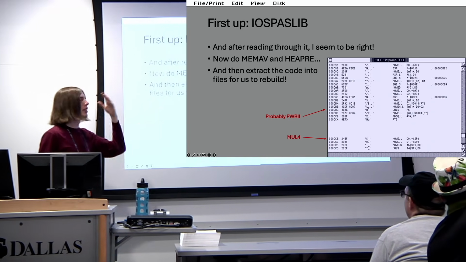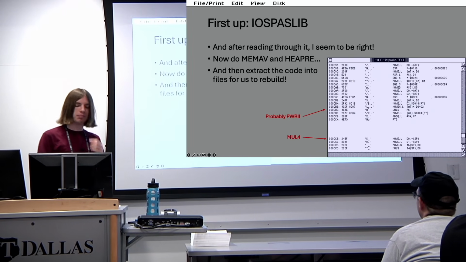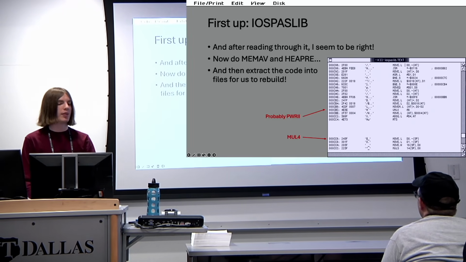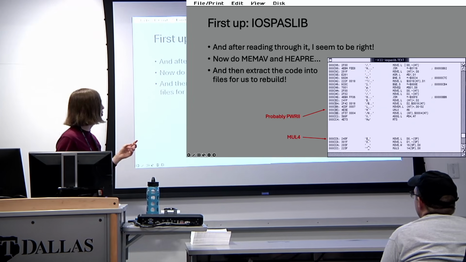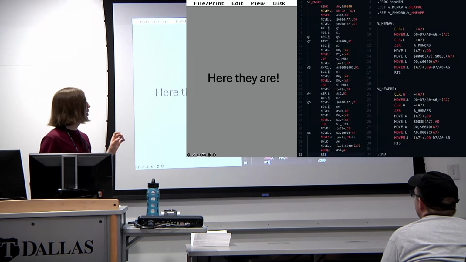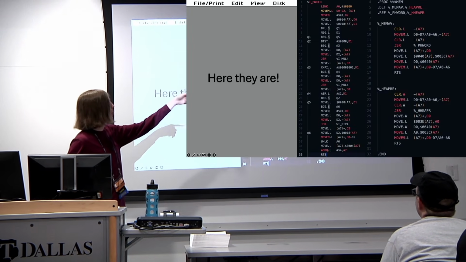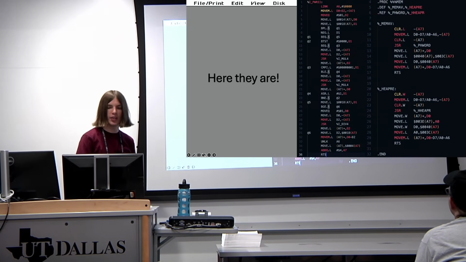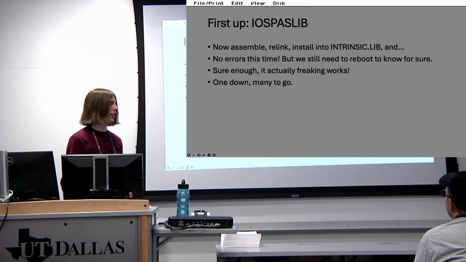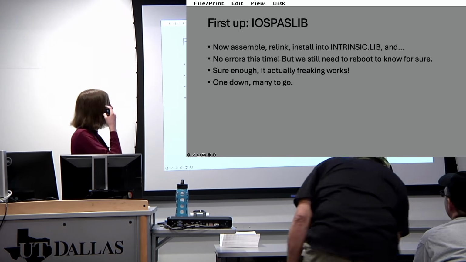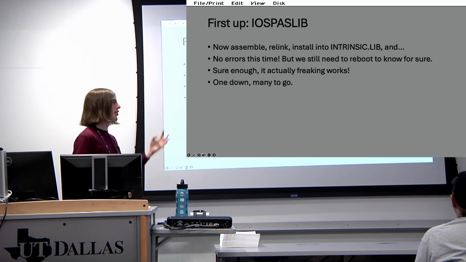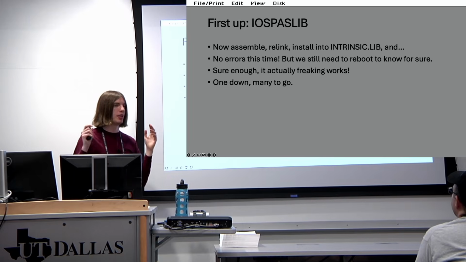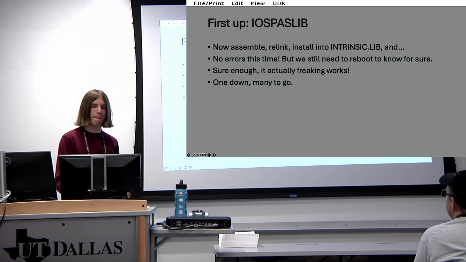So I looked over it, confirmed it looked like something that seemed fairly reasonable. I did the same thing for memav and heapre, those other two procedures. I extracted that, put that into some fresh new source files, and formatted them the way the Lisa expects. Then we rebuild and try install into intrinsic.lib, and it works. And I rebooted the system, and the system booted just fine. So iOS paslib is a success.